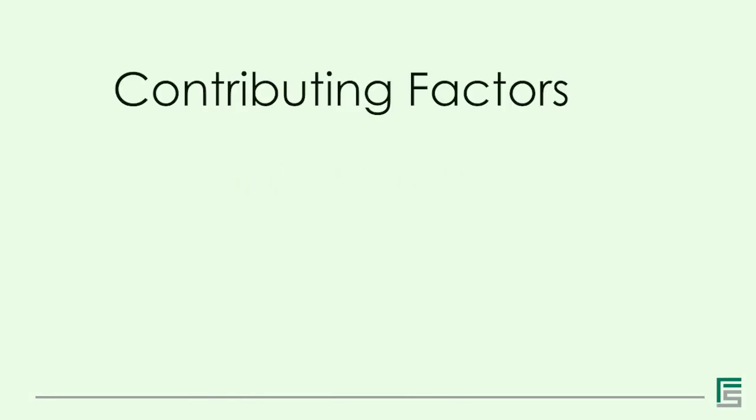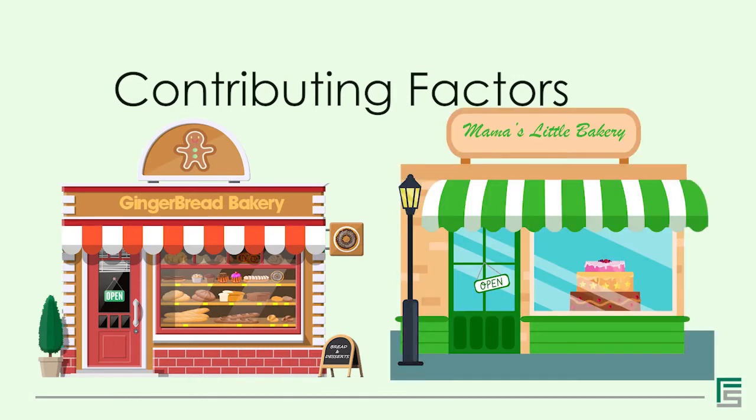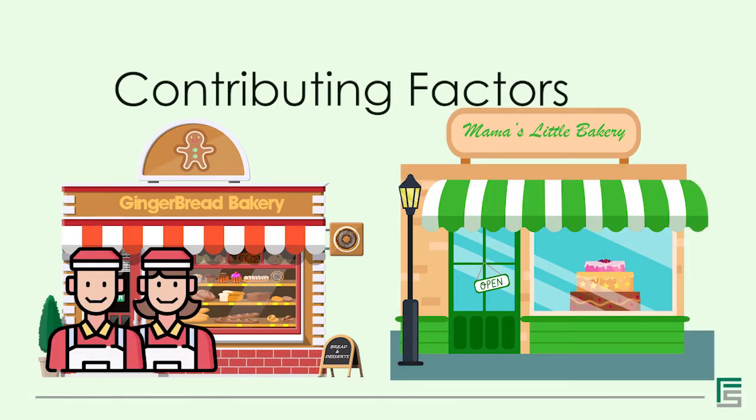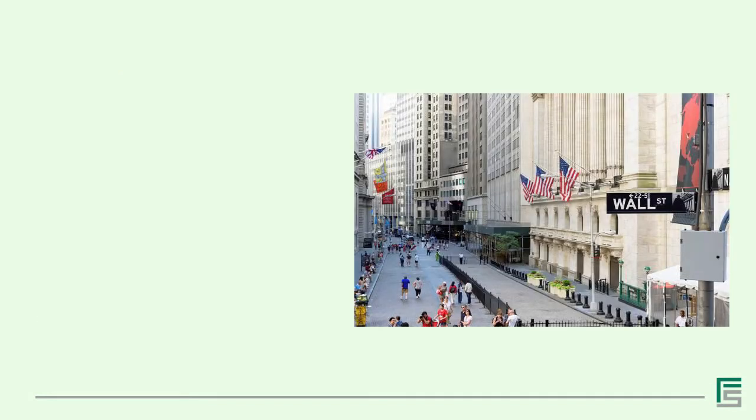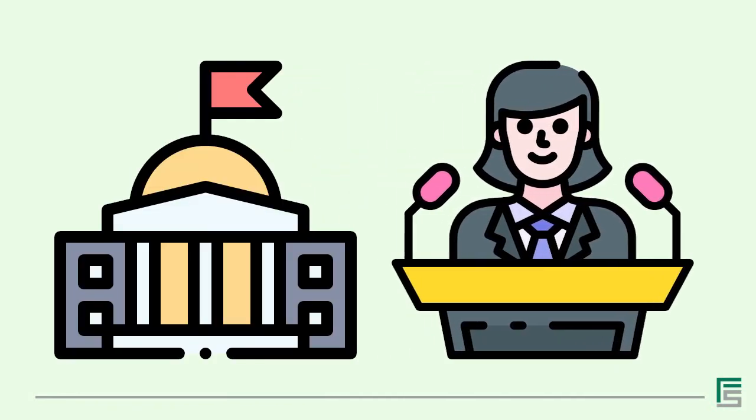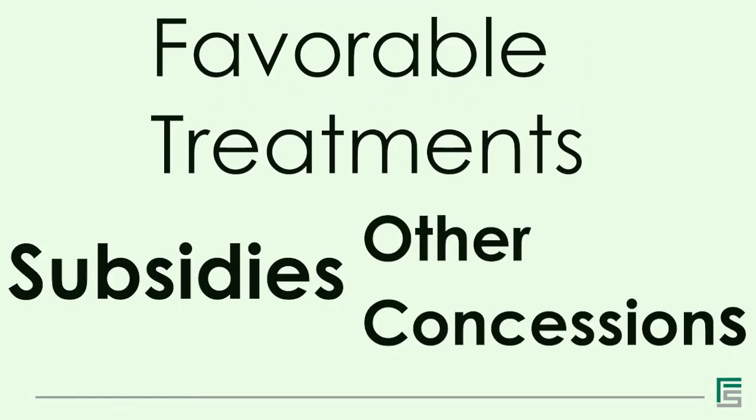There are several contributing factors behind external economies of scale. When competing companies set up shop in one area, specialized workers will seek employment there. An example can be Wall Street. Secondly, certain industries become important enough to have bargaining power with politicians and local governments. This, in turn, can cause favorable treatments in the form of subsidies or other concessions.